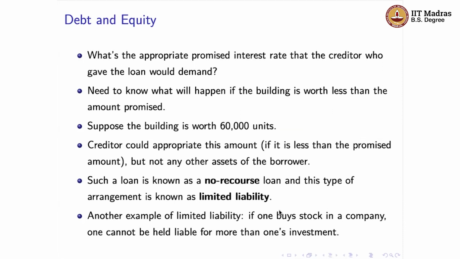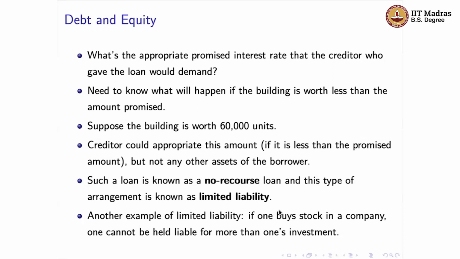In order to answer this question, we need to know what is going to happen if the building turns out to be worth less than the amount promised. So let's consider the example that we had done before. Suppose that the bad state of the world occurs and the building is worth 60,000. Remember that the person who had given the loan had put in 70,000. So if it is worth 60,000, definitely it's worth less than the value of the loan, right?